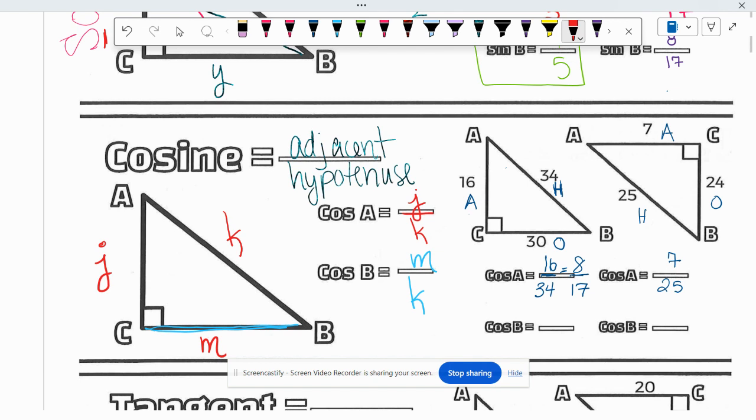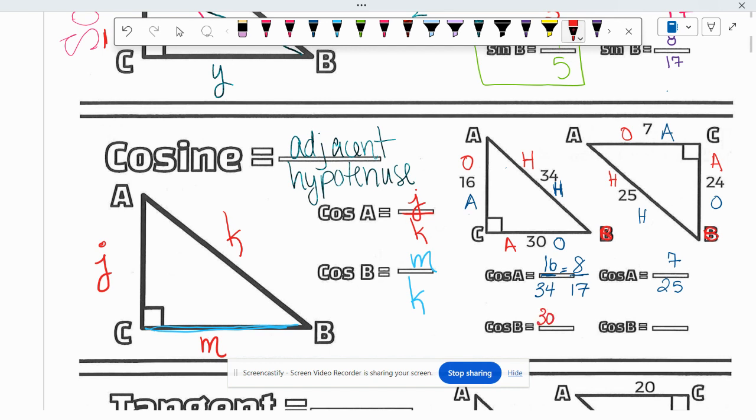Okay. Now we're going to go to angle B, Colt, because that's where you were. So I'm looking at angle B. Let's label our sides based off of angle B. So for the first triangle, what is the hypotenuse? 34, H. What is the opposite? And the adjacent? 30. Let's go to the next triangle. Hypotenuse. Opposite. Adjacent. So for the first triangle, the cosine of B, 30 over 34.